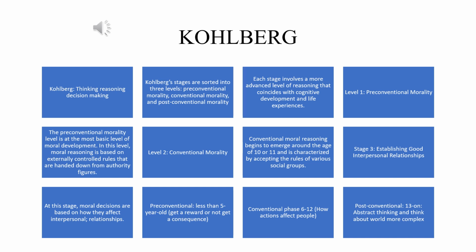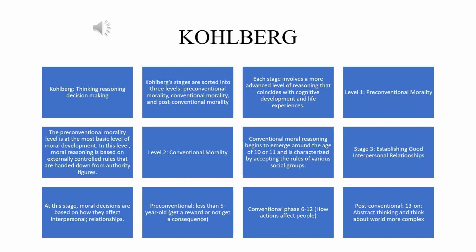So level 1 is the pre-conventional morality, and this is one of the most basic moral development skills. In this level, moral reasoning is based on externally controlled rules that are handed down from authority figures. So these are pretty young children. They don't have a lot of life skills yet. They don't have a lot of abstract thinking abilities. So they pretty much do what authority adults tell them to do.